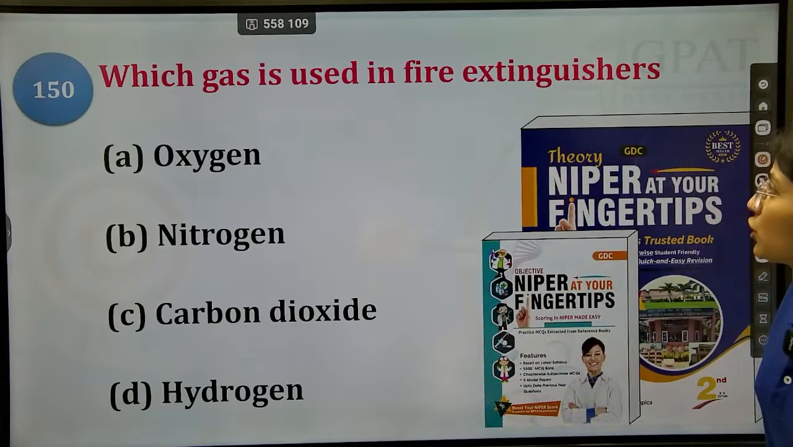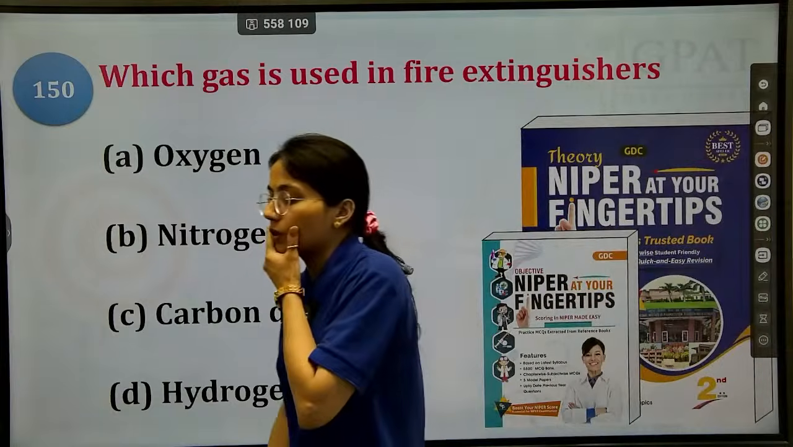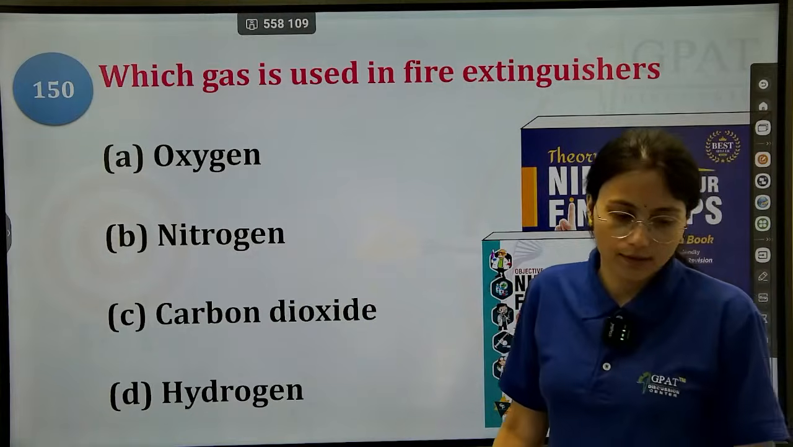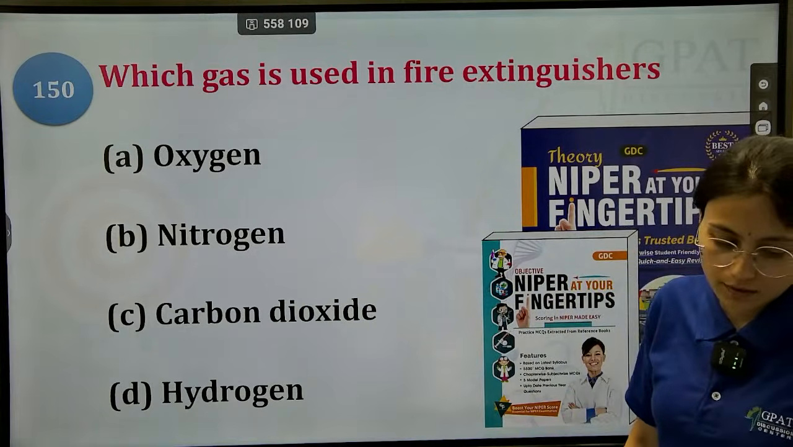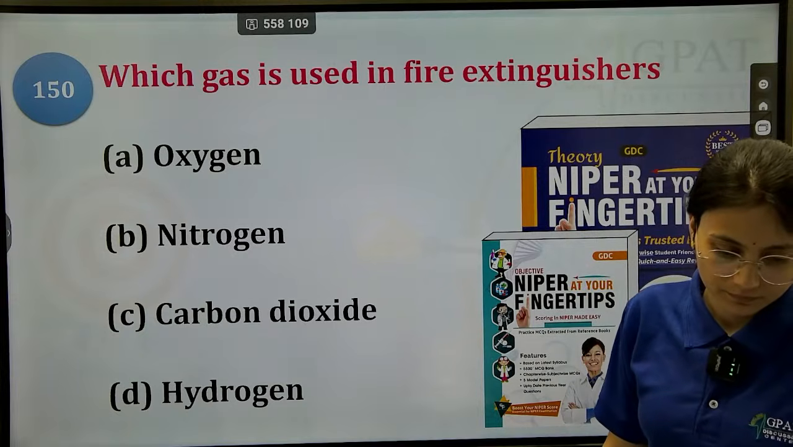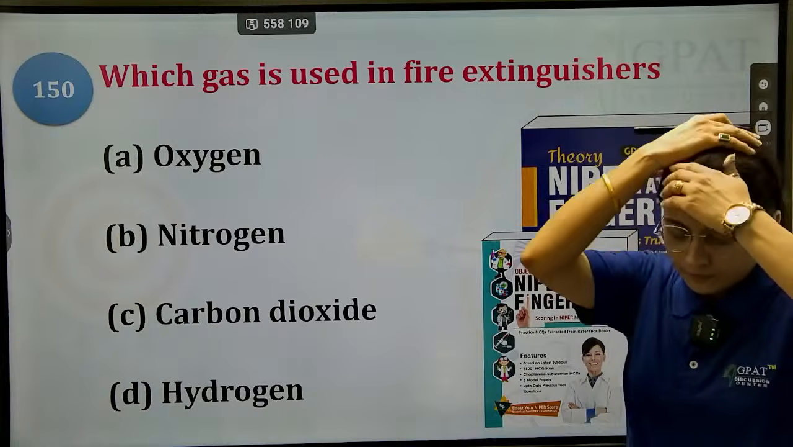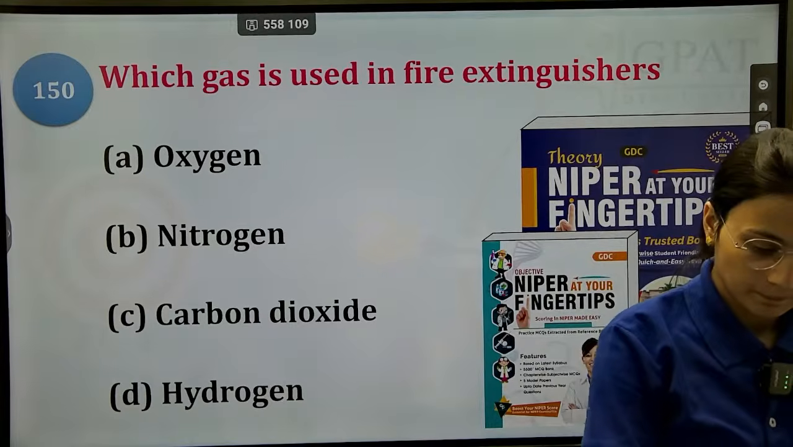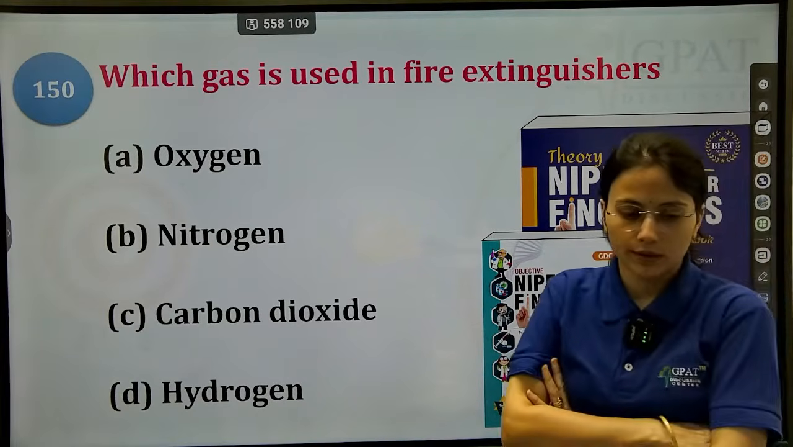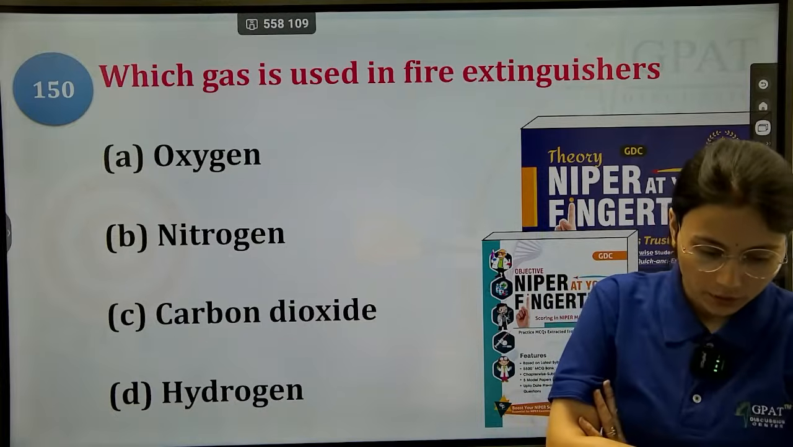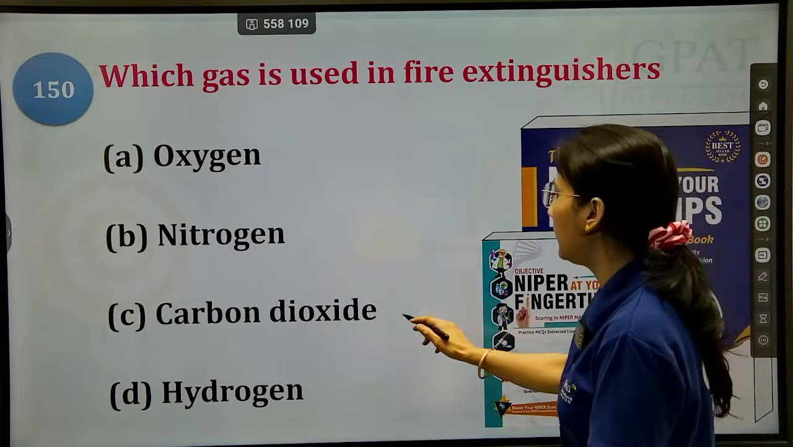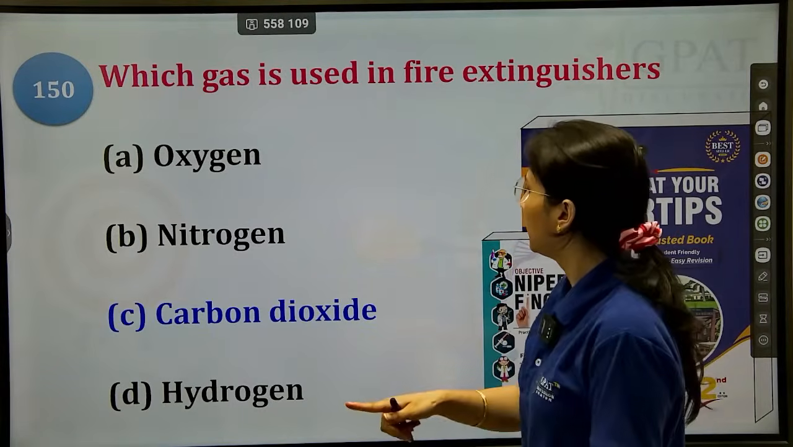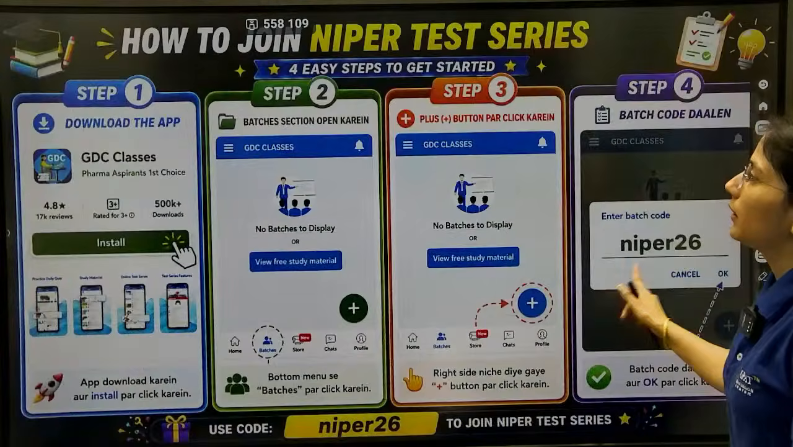Now the next question: which gas is used in fire extinguishers? Oxygen, nitrogen, carbon dioxide, hydrogen. You all know very well. Very good, Vasundhara. Option C is correct. Carbon dioxide is the gas used in fire extinguishers. CO2. Now move to the next question.